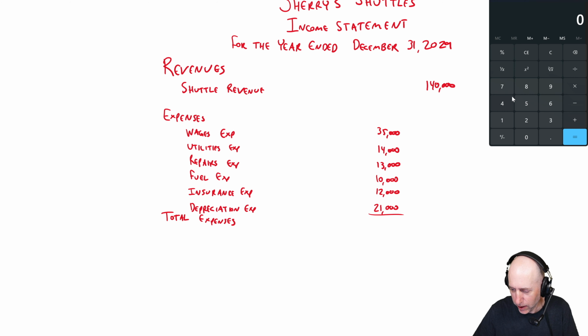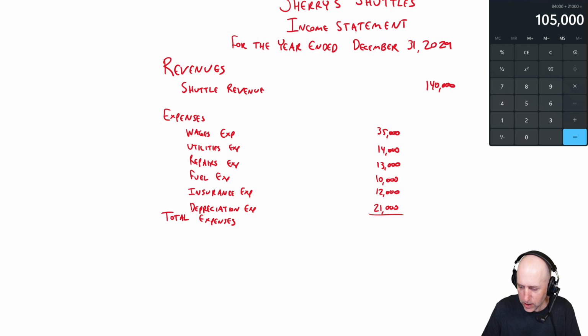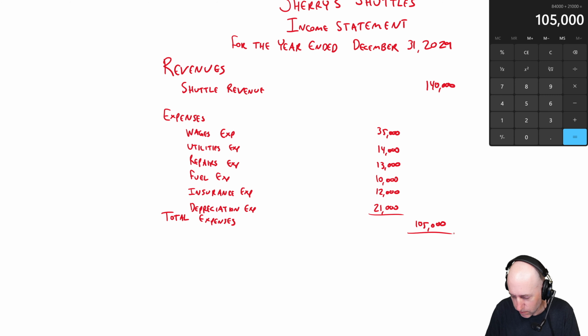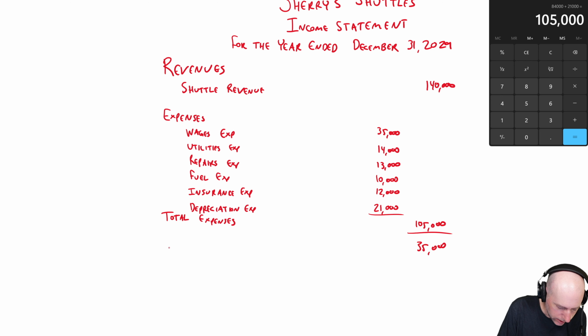Let's go through it. I can go 35,000 plus 14,000 plus 13,000 plus 10,000 plus 12,000 plus 21,000. Okay, it's $105,000. That's my total expenses. Well, we said at the start of this, revenues minus expenses equals net income. That equals the profit. How much money did the company make? And good news, it's a positive number. 140 minus 105 is $35,000. And we said there's a name for that, net income.